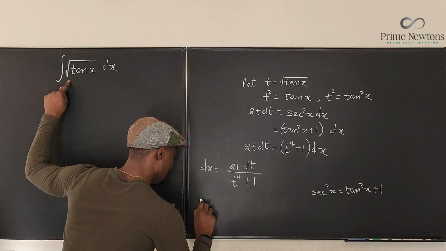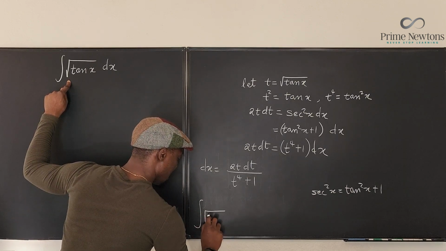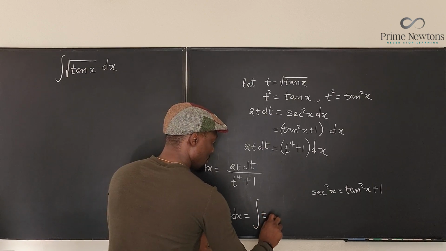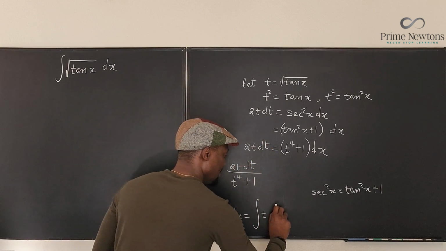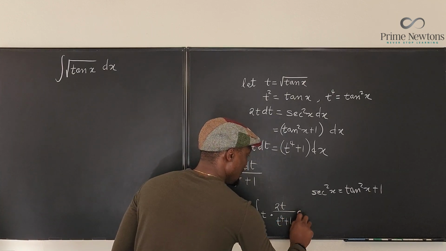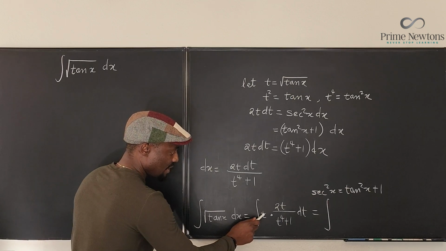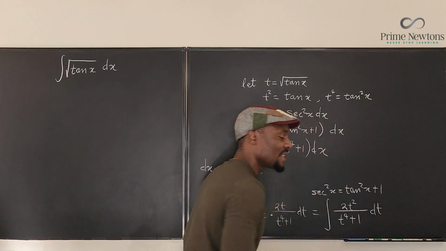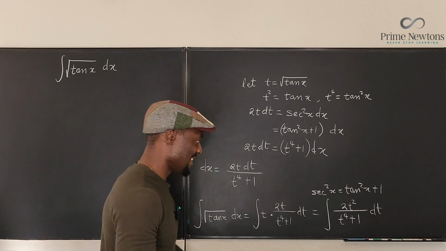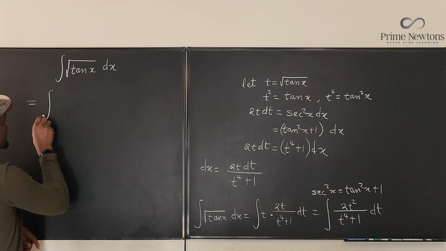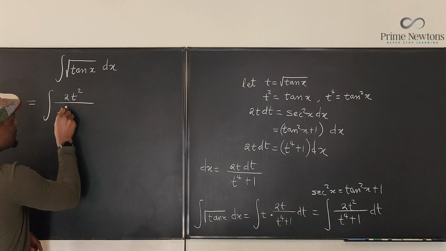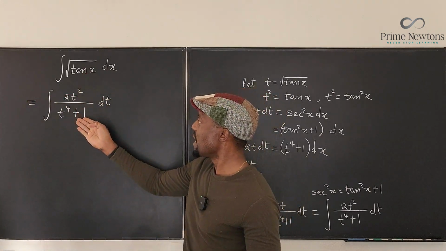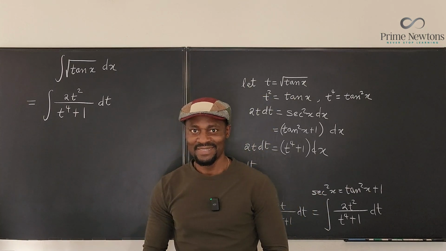Therefore, I can say this integral, the integral of the square root of tan x dx, is the same thing as the integral of the square root of tan x, which is t, multiplied by dx. What is dx? All of this. It's going to be 2t over t to the fourth plus 1 dt, which clearly is the integral of t multiplied by this: 2t squared over t to the fourth plus 1 dt. This is just the first substitution. Here, this integral has become the integral of 2t squared over t to the fourth plus 1 dt. We have not started integration. We have just changed what we saw into something that looks more algebraic. Let's get rid of this.